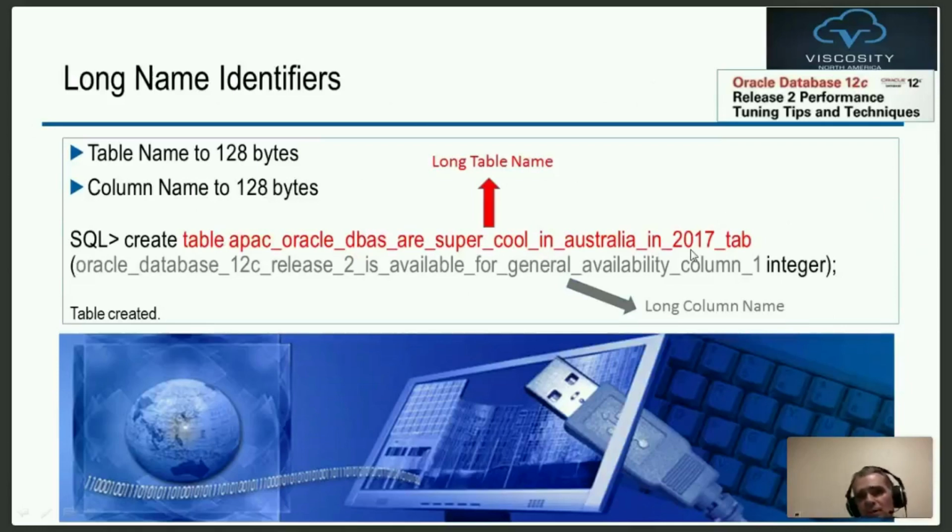Another feature of 12cR2, Approximate Query. Started in 12.1, but I'm going to show you how it's enhanced in 12.2. And what this does, let's see, sorry, stuck at long name identifiers.